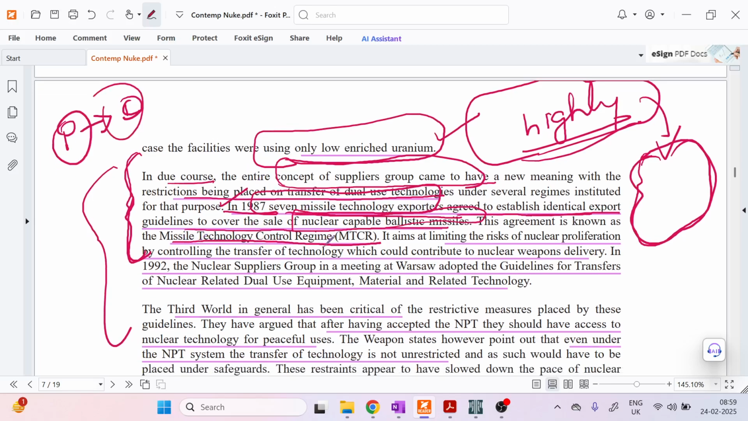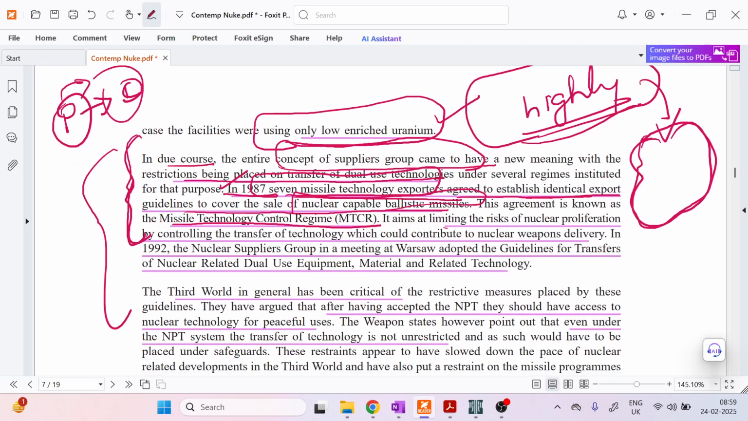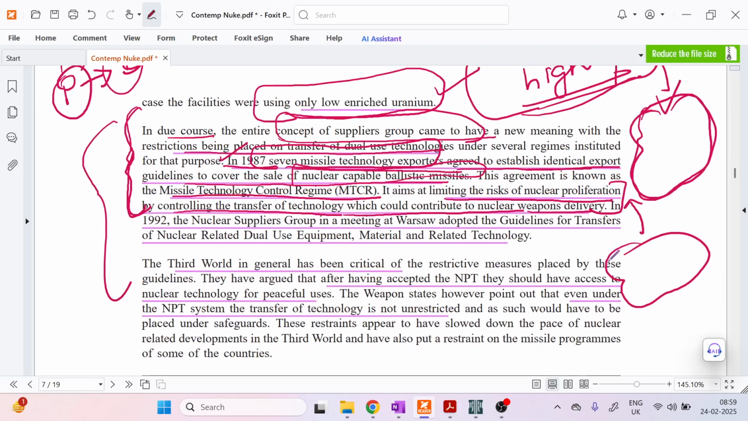And in case of MTCR, such ballistic missiles should not get into the wrong hands. So it aims at limiting the risk of nuclear proliferation by controlling the transfer of technology which would contribute to nuclear weapons delivery. The problem here is that the great powers, whoever they are, have the technology to make a ballistic missile that is nuclear tipped and which can travel thousands of kilometers. So the Soviets, the French, the British, the Canadians, the Americans, all of them have a ballistic missile that can travel 10,000 kilometers.